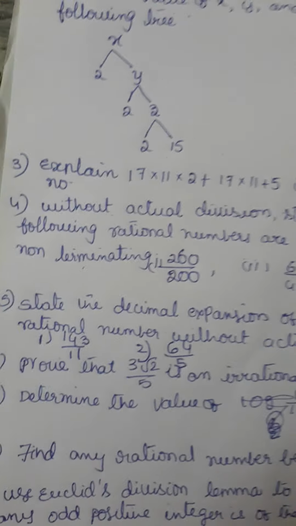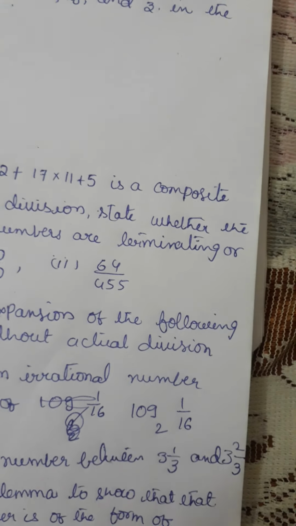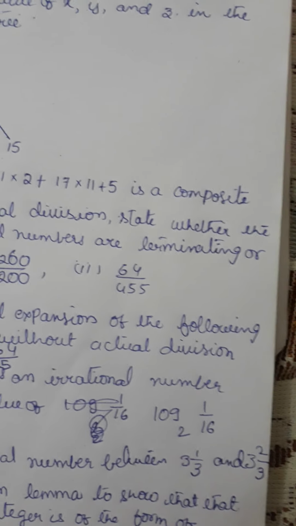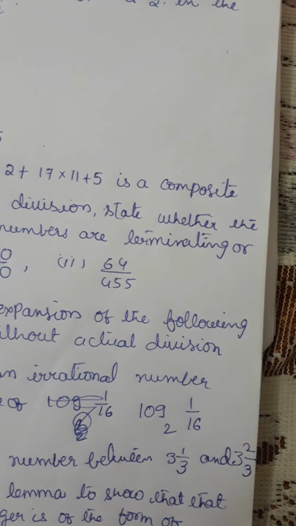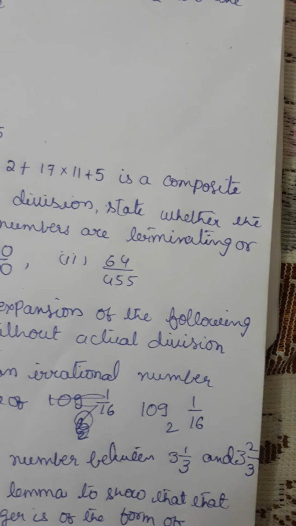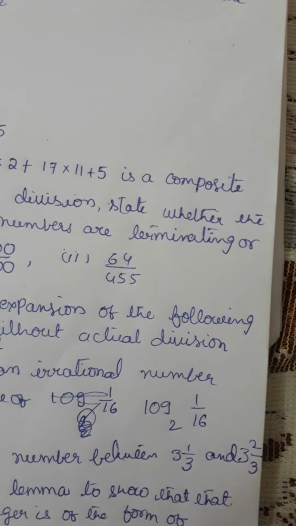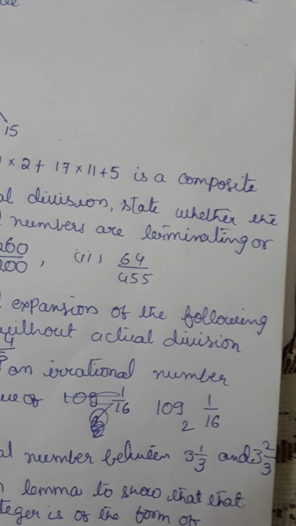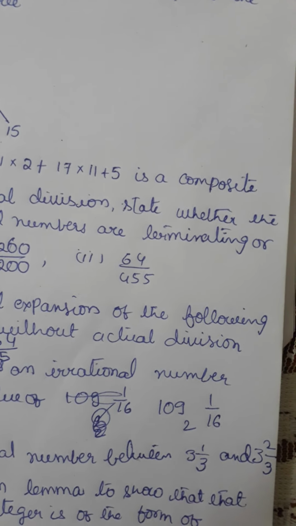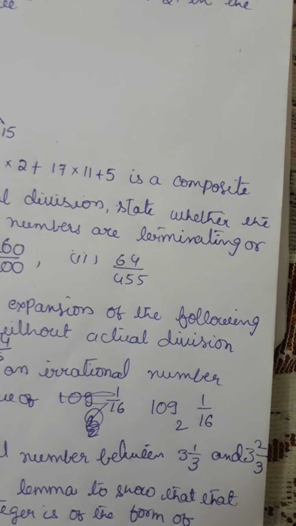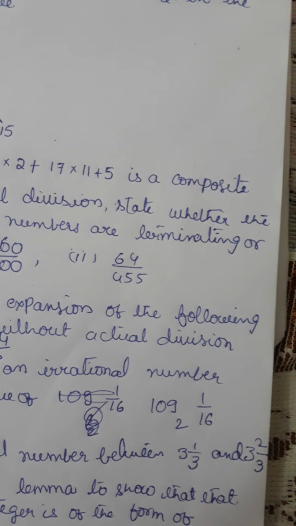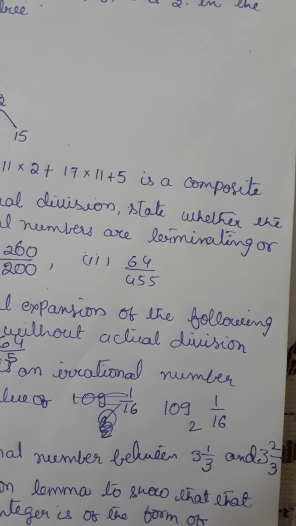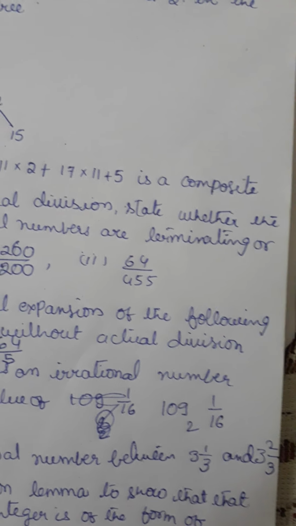Next one, the eighth one: find any rational number between 3 1 by 3 and 3 2 by 3. So 3 1 by 3, if you convert it into an improper fraction, is 10 by 3, and if you convert 3 2 by 3 into an improper fraction, it becomes 11 by 3. 10 by 3 and 11 by 3 are consecutive numbers. So to find a number between them, you have to apply the formula (a plus b) by 2, meaning 10 by 3 plus 11 by 3. Whatever you get, it is 21 by 3, and 21 by 3 must be divided by 2.